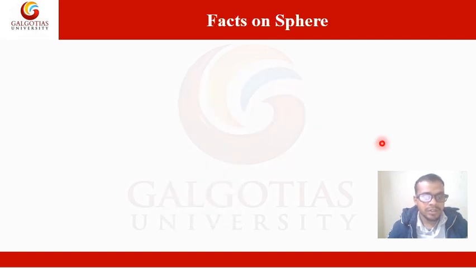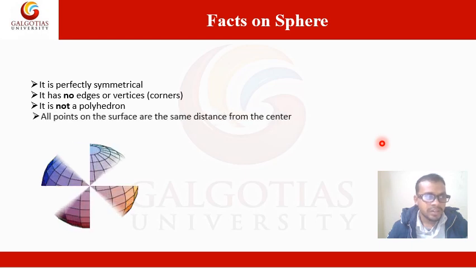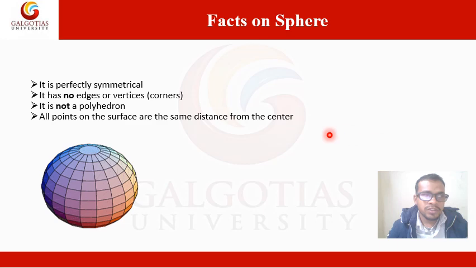Let us discuss some facts on the sphere. It is perfectly symmetrical. It has no edges or vertices, that is, corners. It is not a polyhedron. All the points on the surface are at the same distance from the center. That means the distance from the center to its surface will always be constant.